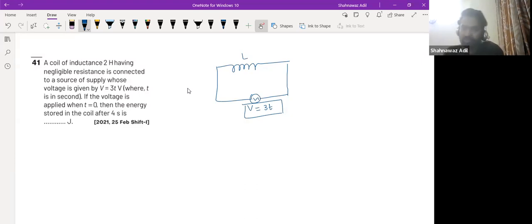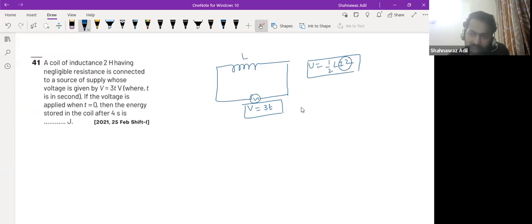Now we have to find out, if the voltage is applied at t equals 0, the energy stored in the coil after 4 seconds. So we have to find the energy stored after 4 seconds. We know the energy is half L i squared, so we have to find this current i.